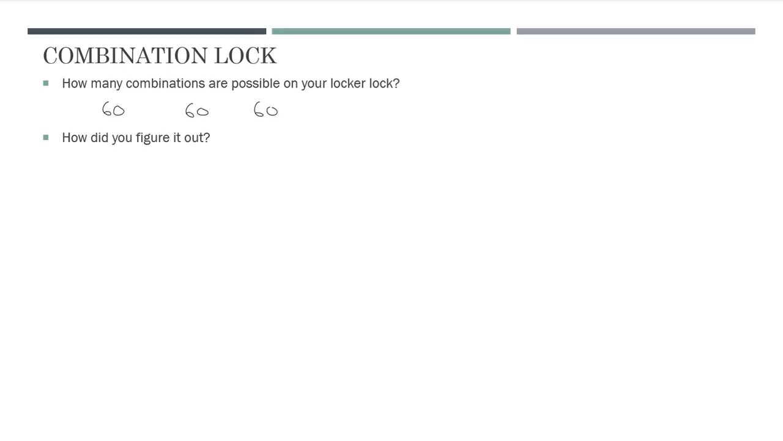So now that we know how many times we're picking it and how many choices we have each time, what's the total? Well, you'd multiply these all together. So 60 times 60 times 60. And you'd end up with a total of 216,000. So that's a lot of combinations. And that's why we think they're sort of secure.